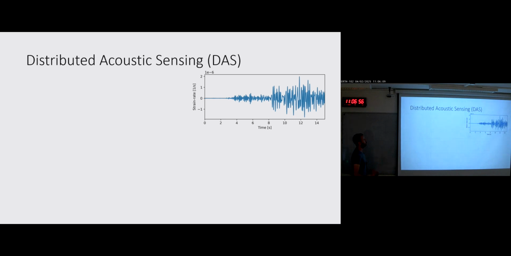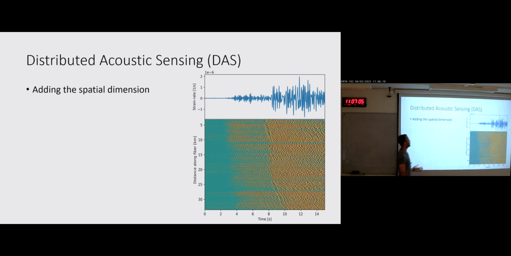The main advantage of using DAS is that instead of just having one time series where we see the arrival of the P wave and the S wave, now we are actually adding the spatial dimension. We have thousands of seismograms along tens of kilometers long fibers, and we can also see the velocity of these waves. We can see fast waves when we get the body waves. We can see slower waves when we have scattered waves or surface waves.